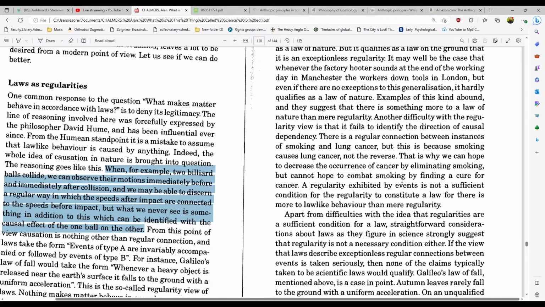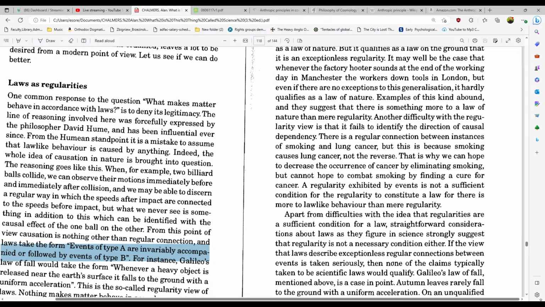But what we never see is something in addition to this, which can be identified as a cause, with the causal effect of one ball on the other. So from this point of view, causation is nothing more than regular connection. It's correlation. As we always hear, correlation is not causation. Laws take the form of events of type A are inevitably accompanied or followed by events of type B.